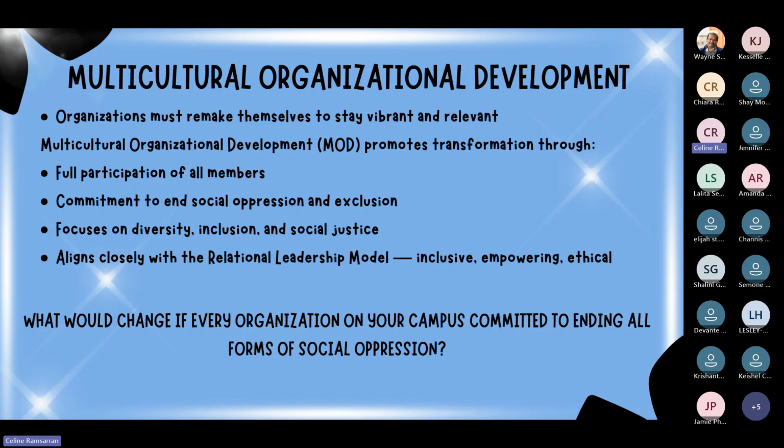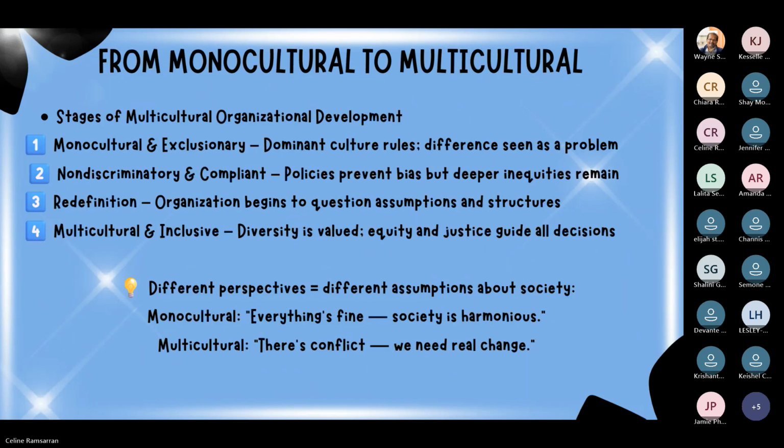This approach connects directly with the relational leadership model, which focuses on being inclusive and empowering. At first, an organization may be monocultural and exclusionary. They may assume everyone fits in one mold and that existing systems are working fine. Over time, they become non-discriminatory. They comply with policies against bias, but they don't challenge deeper systemic barriers.